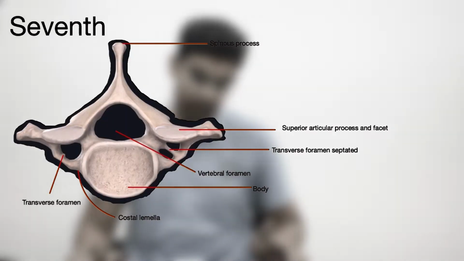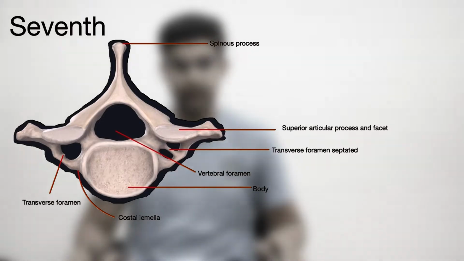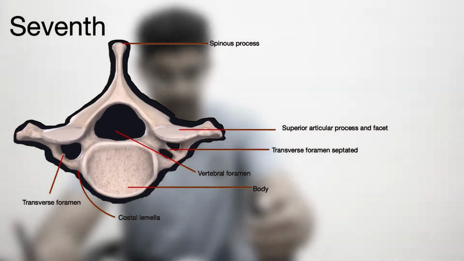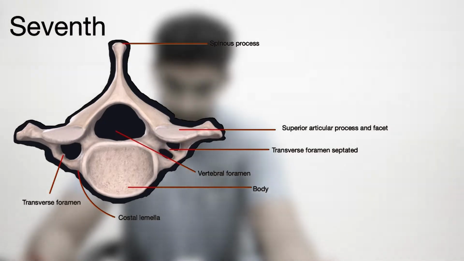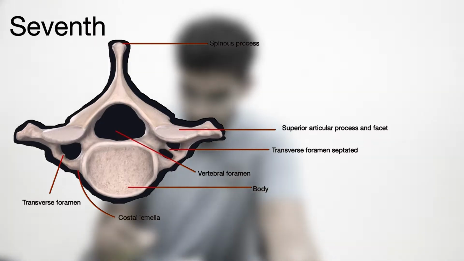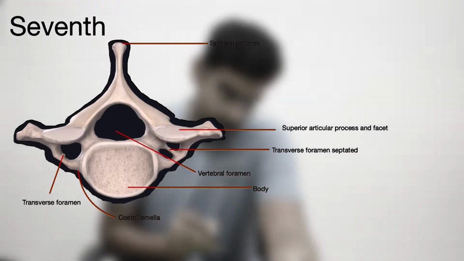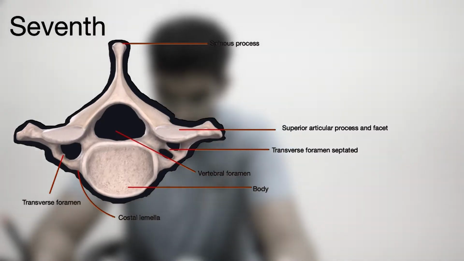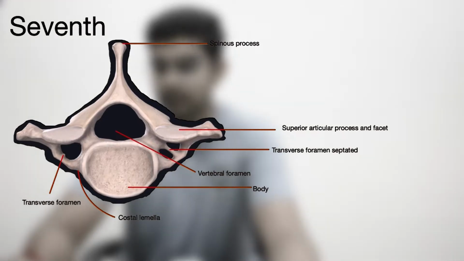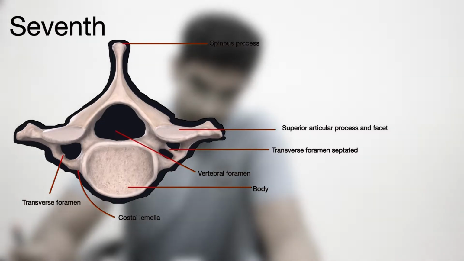Now let's talk about the seventh cervical vertebra. The seventh cervical vertebra has the longest spinous process of all the cervical vertebrae. It also consists of the longest body and has important structures like costal lamella, transverse foramens on both sides, and superior articular processes and facets which help in articulation of the vertebrae together.